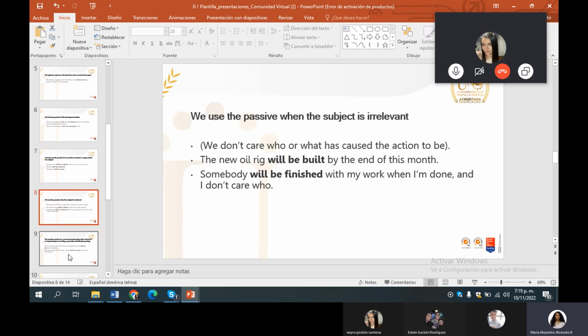We use the passive when the subject is relevant. We don't care who or what has caused the action. The new oil rig will be built by the end of this month. Somebody will be finished with my work when I'm done, and I don't care who.